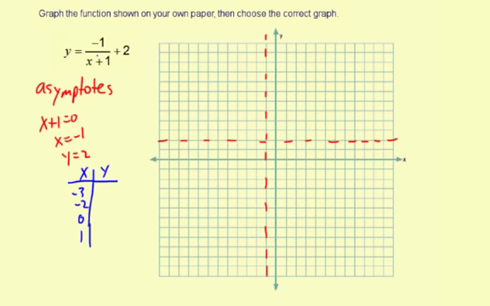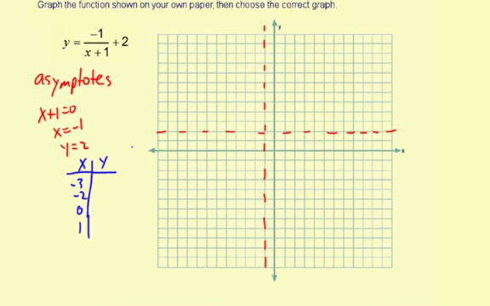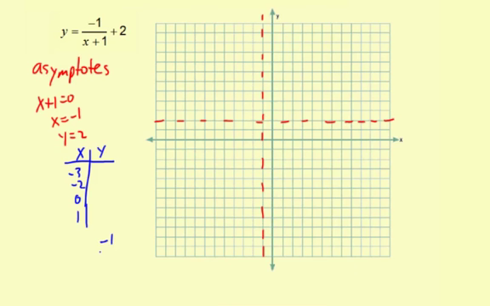So input a negative 3, y equals negative 1 over negative 3 plus 1 and then plus 2. So this equals, let's see, negative 3 plus 1 is negative 2, so negative 1 over negative 2 plus 2. And that's going to make 2.5, or 5 halves. So let me go ahead and plot that.